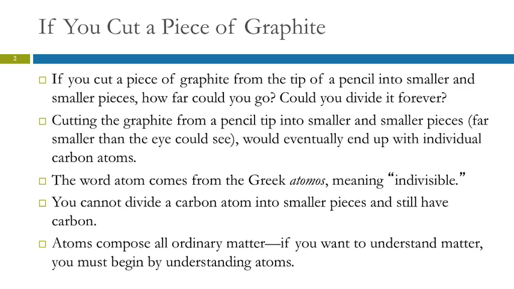The word atom comes from the Greek word atomos, which means indivisible. You can't cut a carbon atom into smaller pieces and still have carbon. Now, atoms can be broken, they can be smashed, but not using a knife, not using any chemical processes. So atoms compose all ordinary matter. We mentioned this in chapter 1. If we want to understand matter, we need to understand the atoms that compose it.